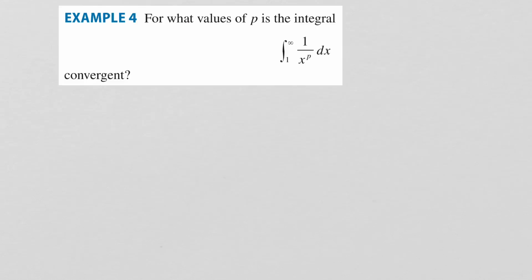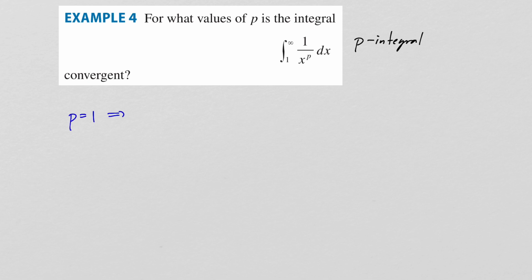This next example is a classical example of improper integration. The question is, for what values of p is the integral here convergent? This is often called the p integral because the function involved is the function 1 over x to the p. Let's divide this up into a couple of different cases.